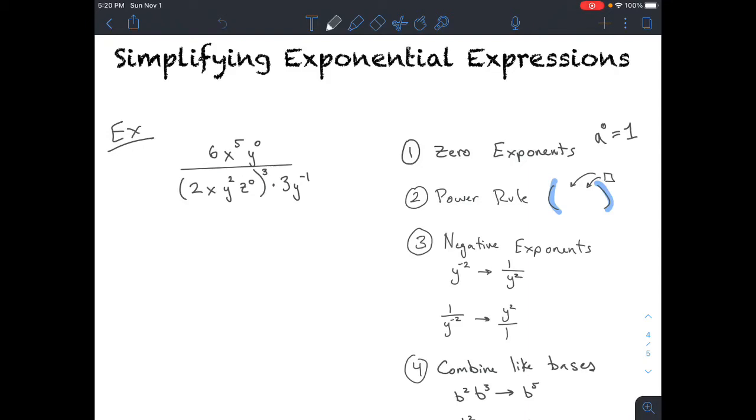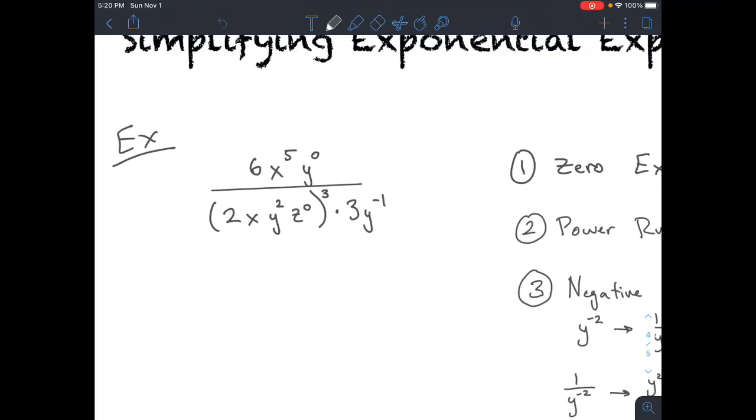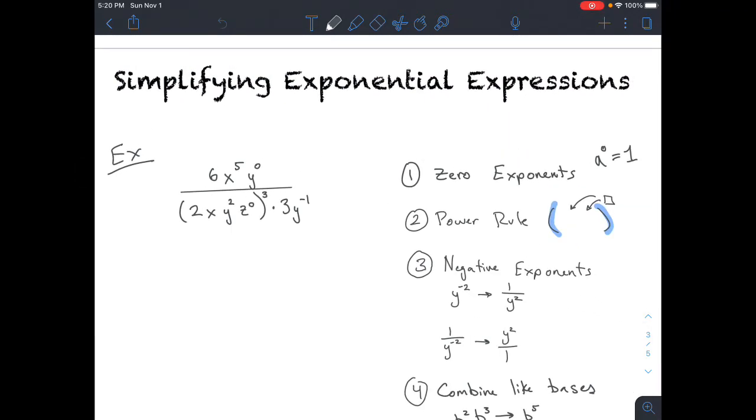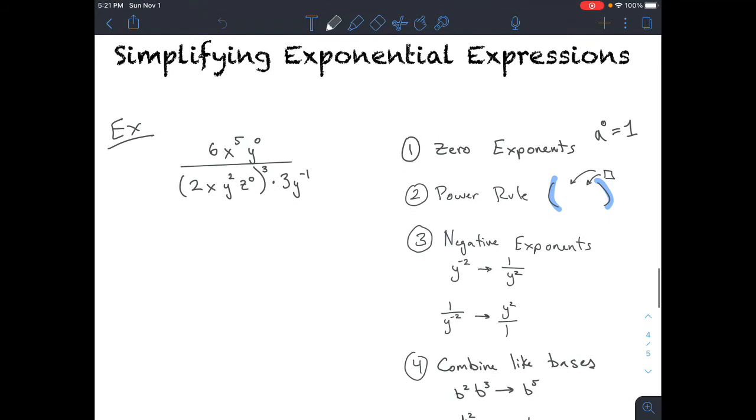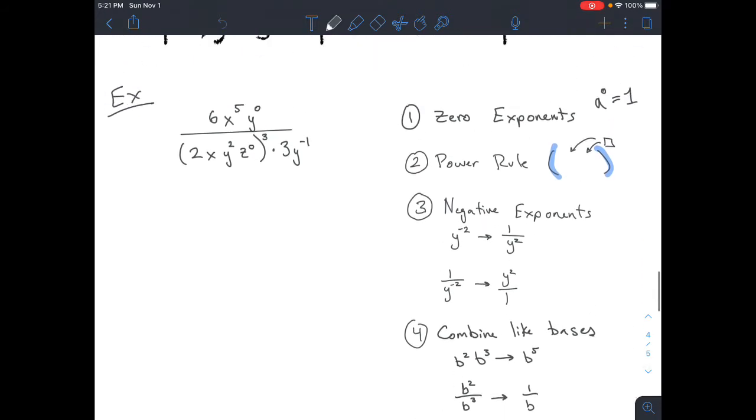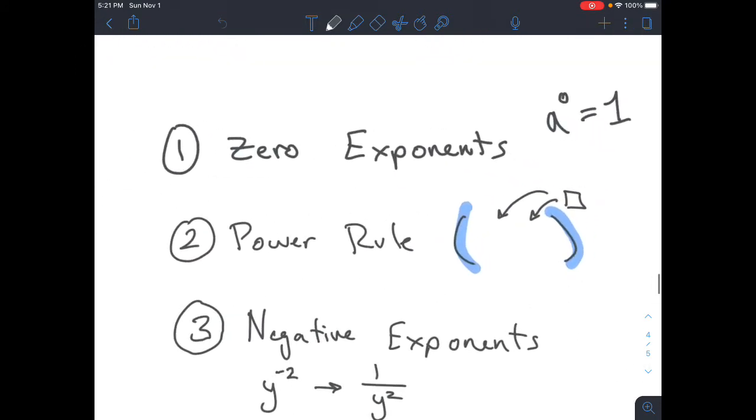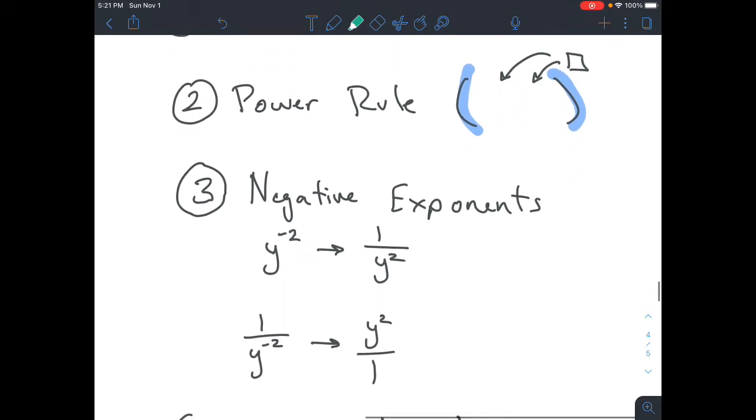Taking a look at a more complicated exponential expression right here, let's follow the exponent rules and this order for simplifying. We're first going to be taking care of zero exponents. Anything with a zero exponent is going to turn into a 1. We're going to apply the power rule. If there's an exponent outside of parentheses or outside of other exponents, you can apply the power rule.